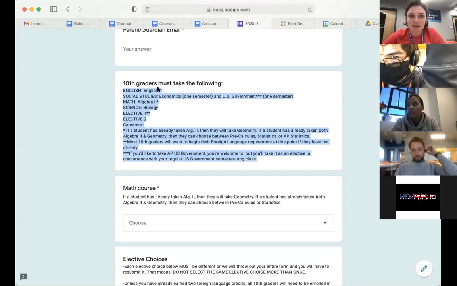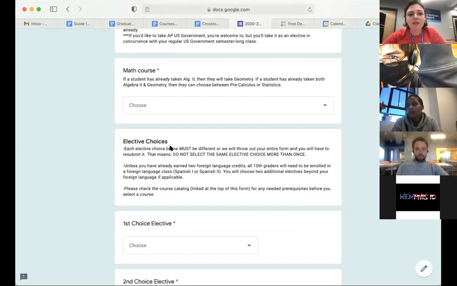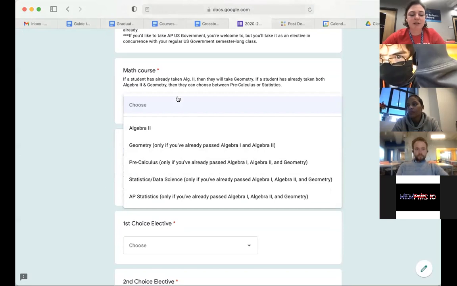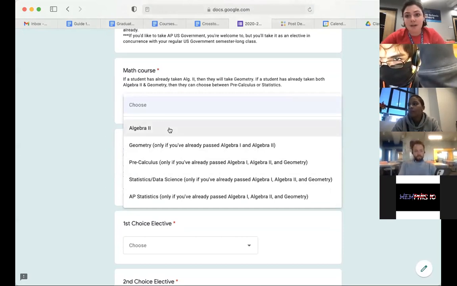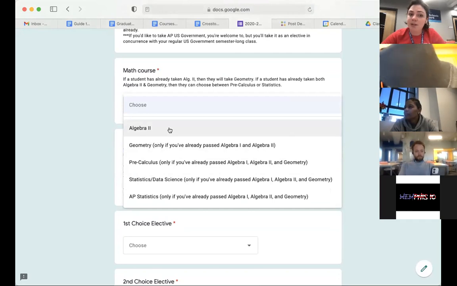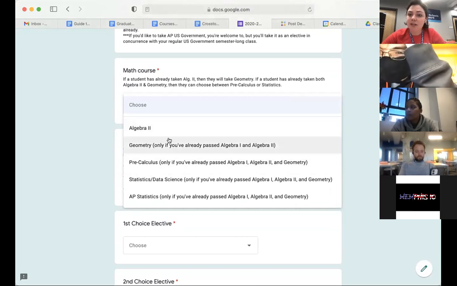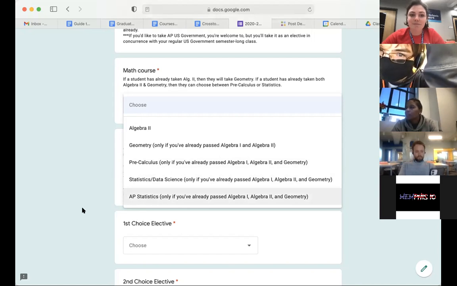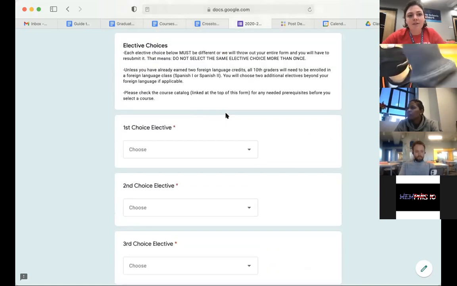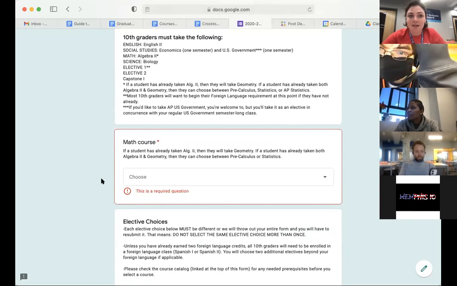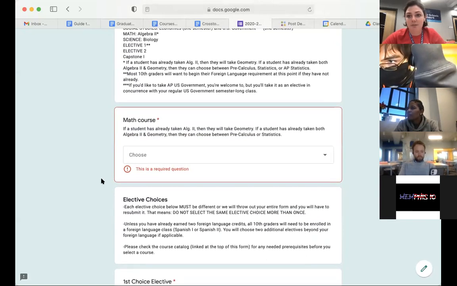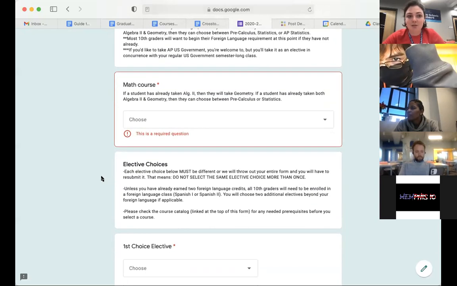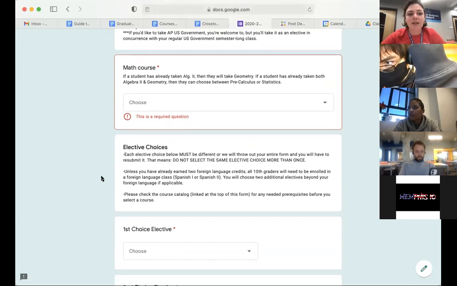Again, we have put what you are required to take right here for you. 10th graders must take the following. And then you're going to go through. If you're in Algebra 1 right now, then next year you will be in Algebra 2. There are some of you who took Algebra 1 in 8th grade and are in Algebra 2 this year, so next year you will take geometry. If you've already taken geometry, then you can choose one of these classes. That's pretty much the only choice you get for next year other than electives, and really the only people who get that choice are those who have already taken Algebra 2 this year.